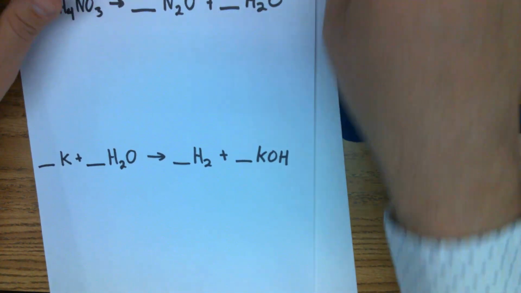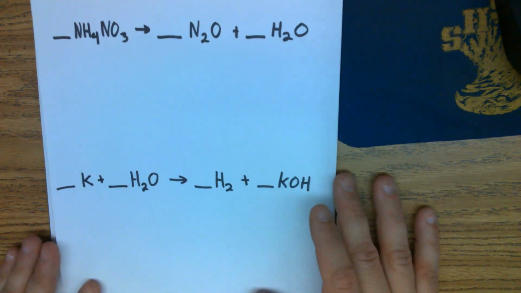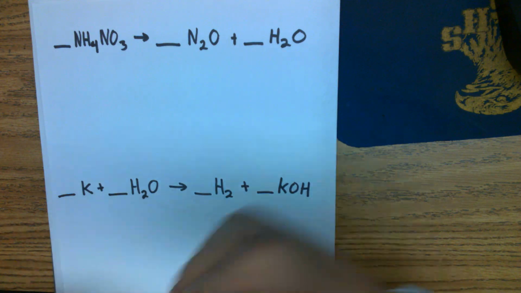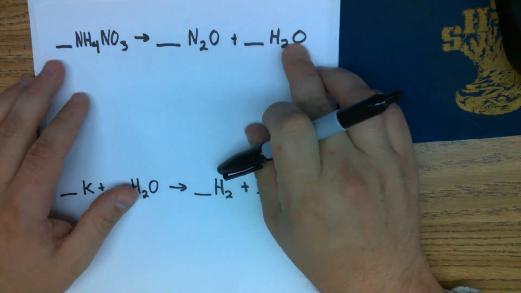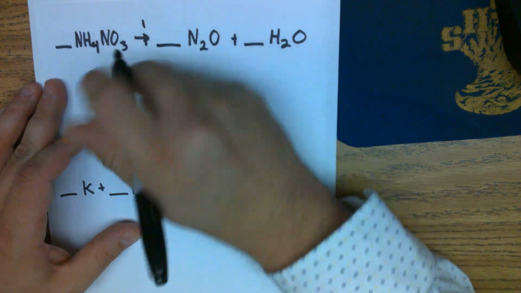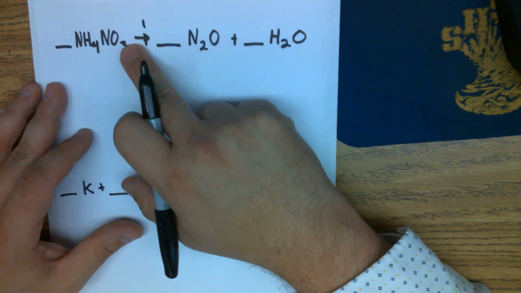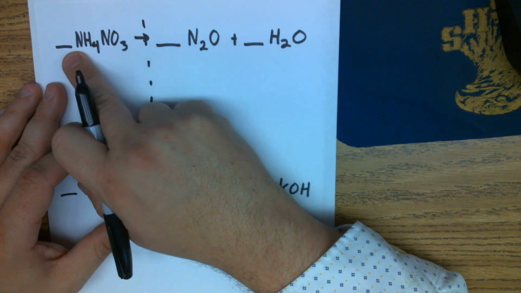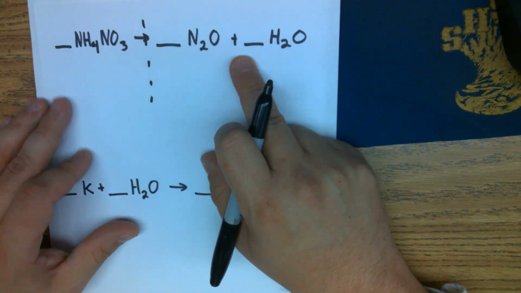All right, let's go ahead and take a look at some balancing problems. So the first one here, our goal is to make sure that both sides of the equation are the same. So first, let's divide it into the left and right. So we're doing this at the reaction arrow. We have our reactants on this side and our products on this side.